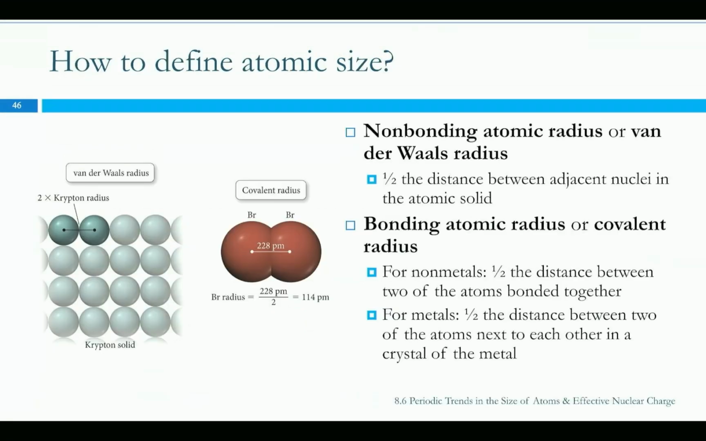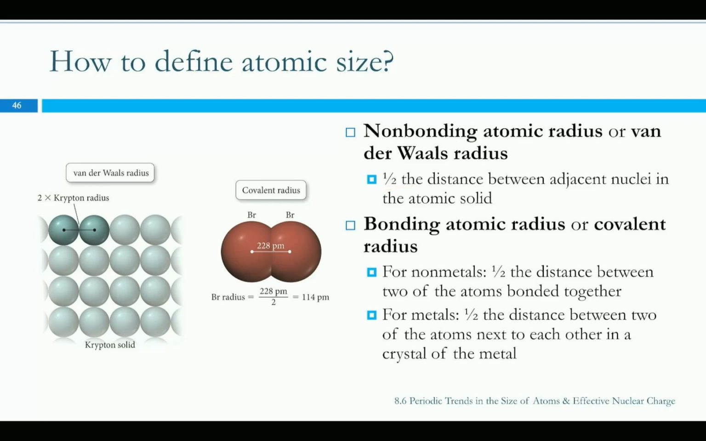Okay, so how does all of this relate to atomic size? This is the first trend that we're going to talk about, and we'll talk about atoms first, and then anions and then cations. When we're talking about atomic size, it's the non-bonding atomic radius, or van der Waals radius, which is just half the distance between adjacent nuclei in the atomic solid.